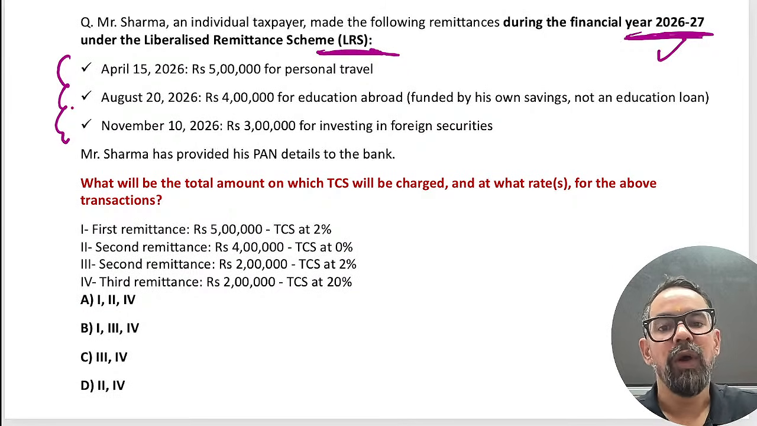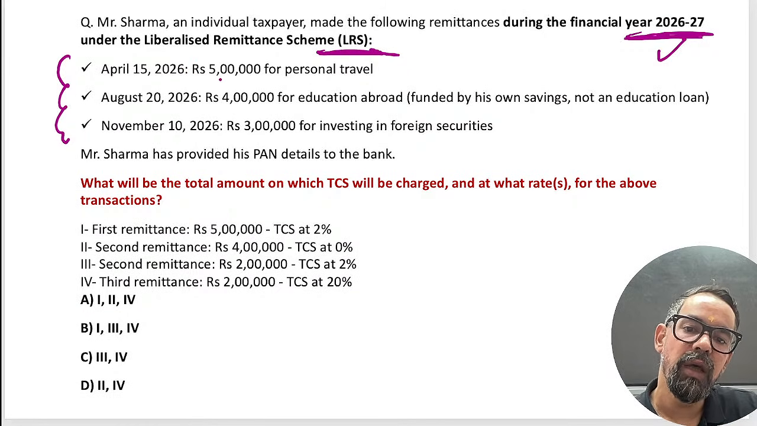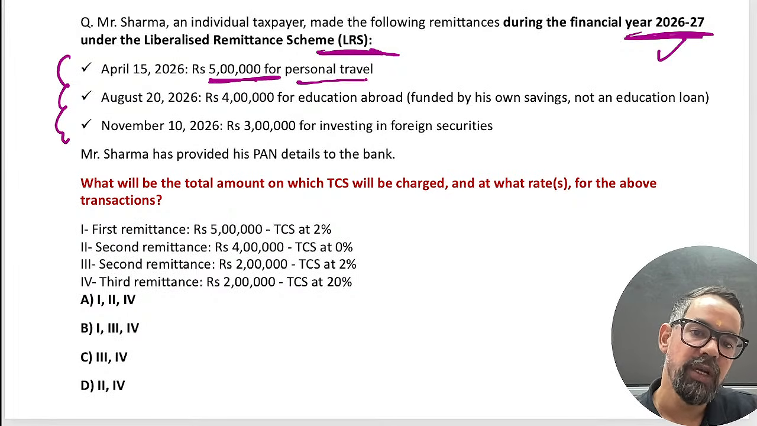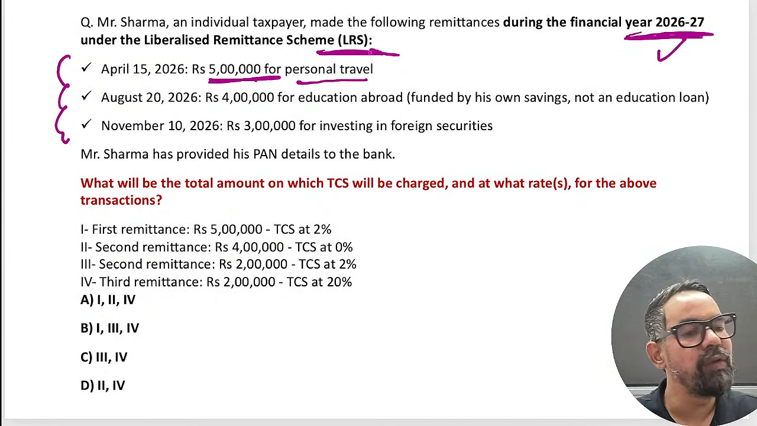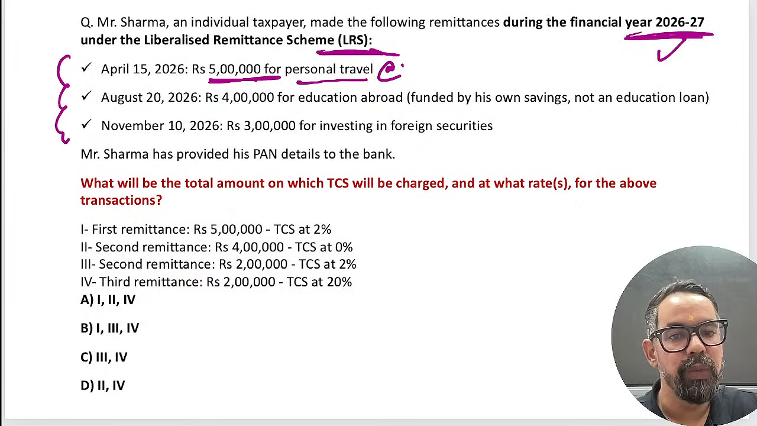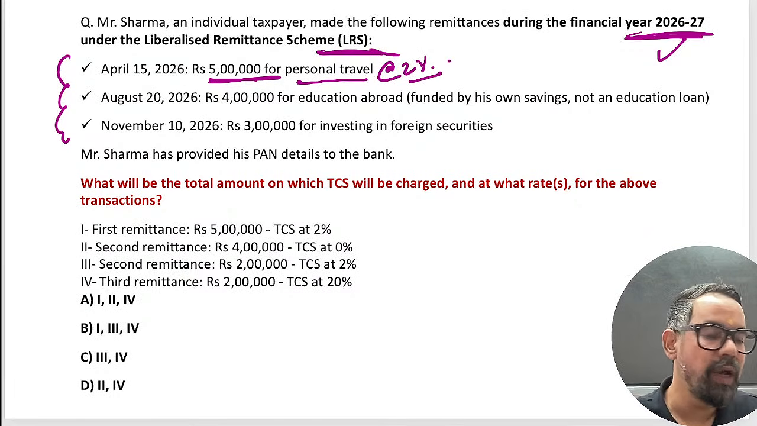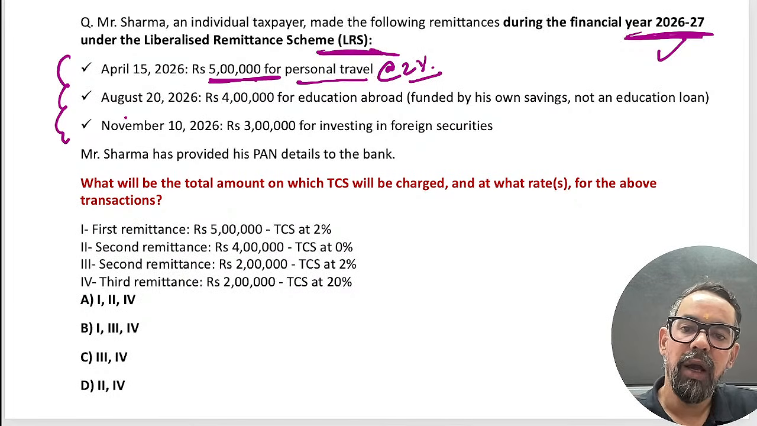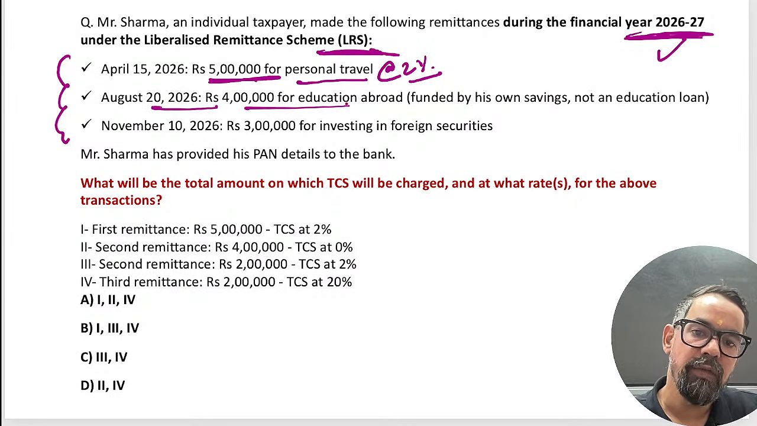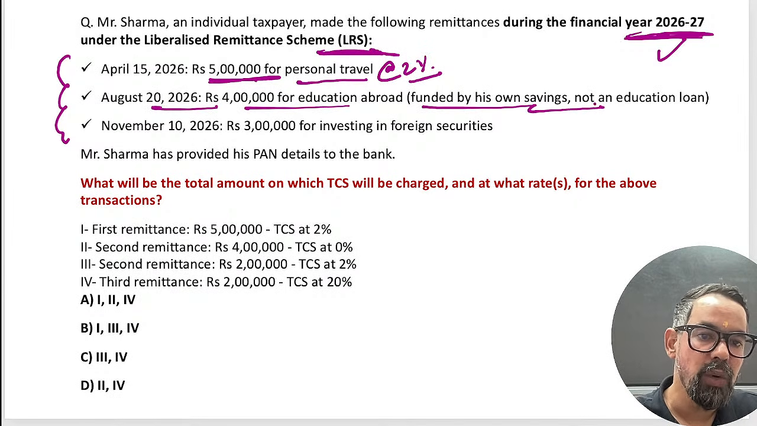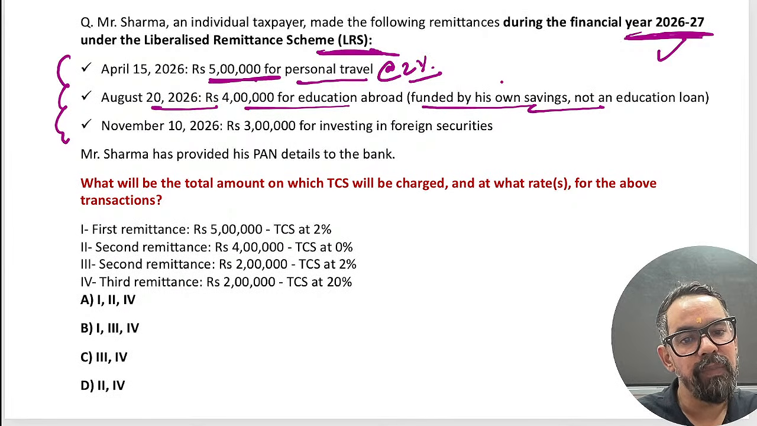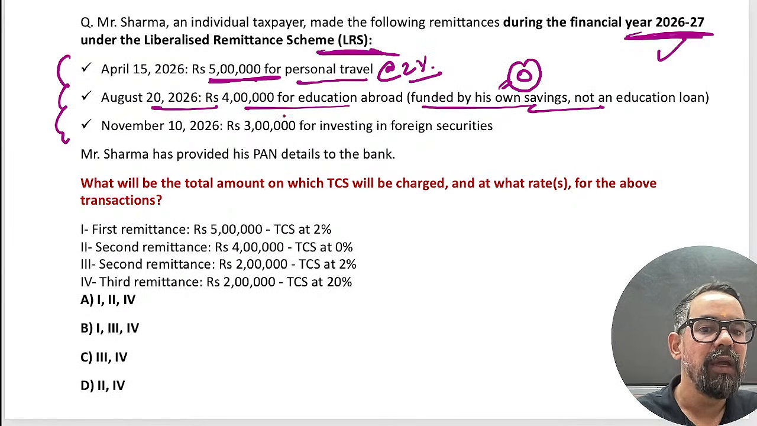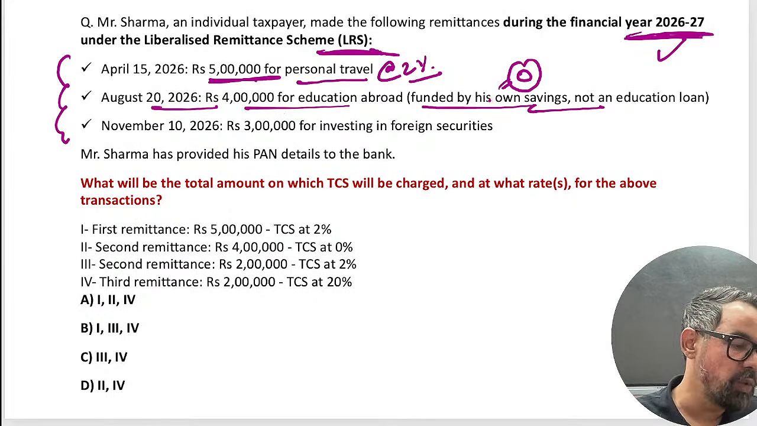So April 15, they remitted 5,000 for personal travel at the rate of 2%. So the first case will be at the rate of 2%. August 20th, 4 lakh for education funded by his own savings. So it will be zero because it is not part of the threshold, right?